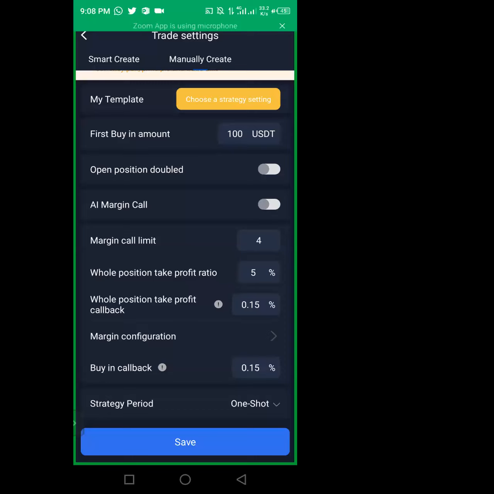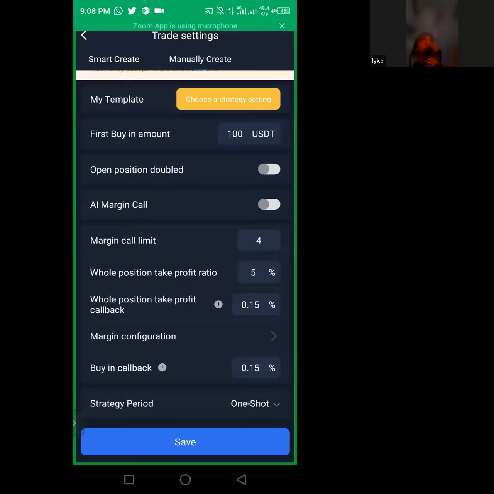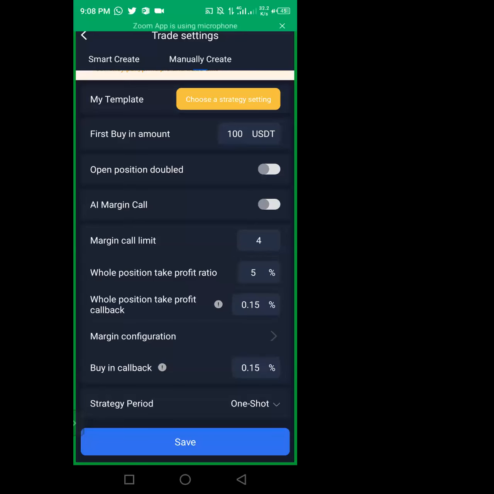Okay. The whole position take profit callback. Let me explain callback in general. Callback is responsible, if you set to sell at 2%, the callback is responsible for making more profits for you. That is for the earning.